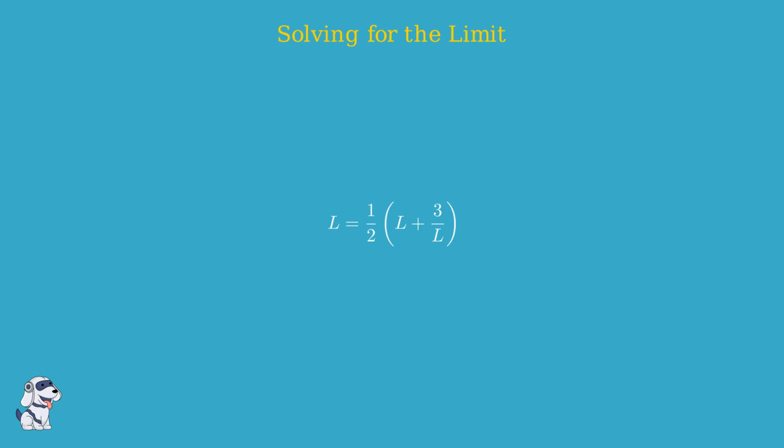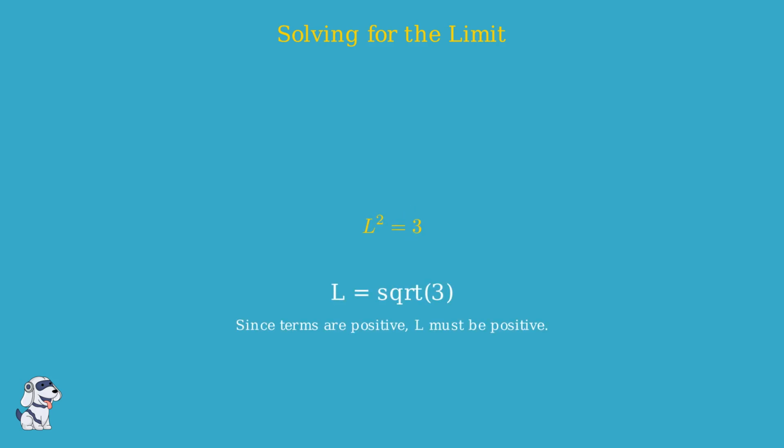Once we establish that the sequence converges to a limit L, we can substitute L for both xn plus 1 and xn in our recursive formula. Next, multiply both sides by 2 to clear the fraction. Subtract L from both sides and we reach a simpler form, L equals 3 divided by L. Multiply by L and we get L squared equals 3. Since all terms in our sequence are positive, the limit must be the positive square root of 3.